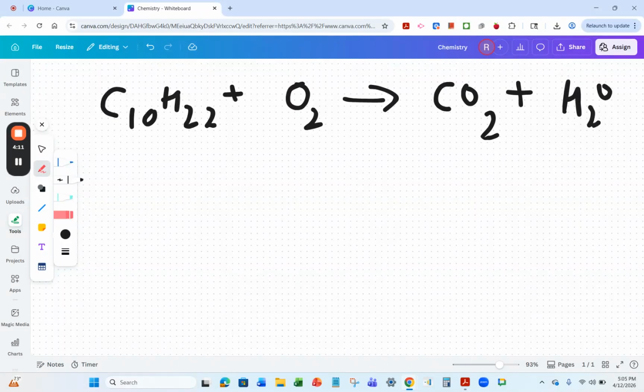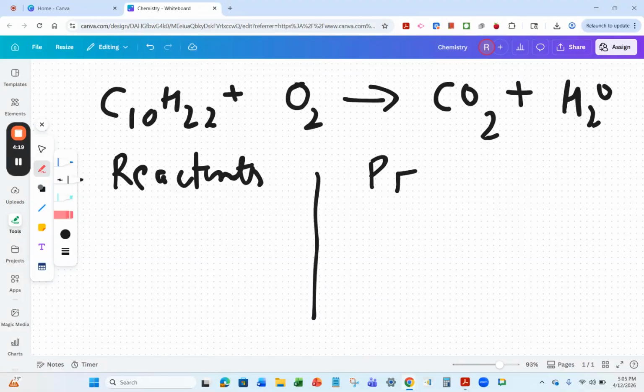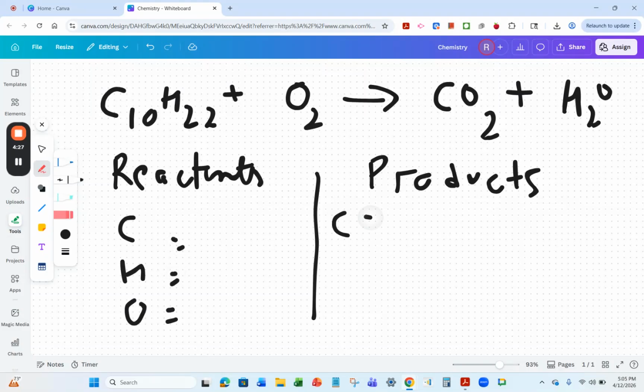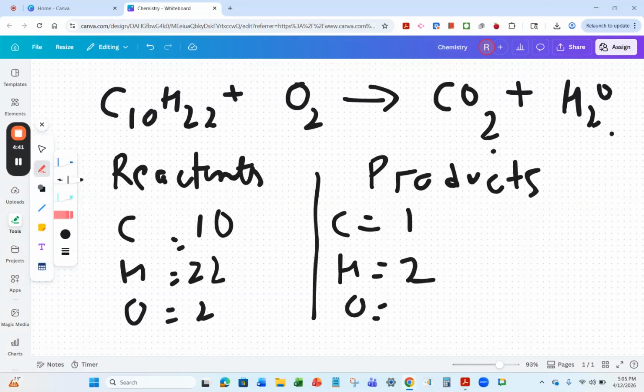Here we go. Same thing. Make two columns. Left side your reactants, left side of the arrow, right side of the arrow your products. So it's clear we have three different types of atoms: carbon, hydrogen, oxygen. Same on the right side: carbon, hydrogen and oxygen. How many carbon do you have on the left side? 10. Hydrogen 22, oxygen 2. Right side: carbon 1, hydrogen 2, oxygen 2 here, 1 here. 2 plus 1 is 3. So it's clear nothing is balanced. Like I said, start balancing with the big formula, leave the elemental form for the last step.